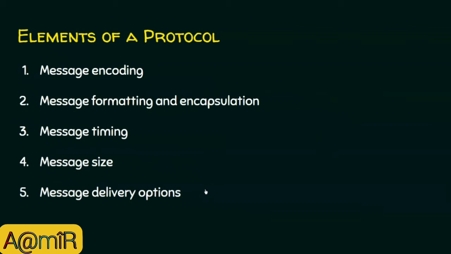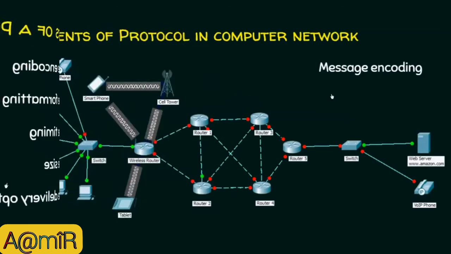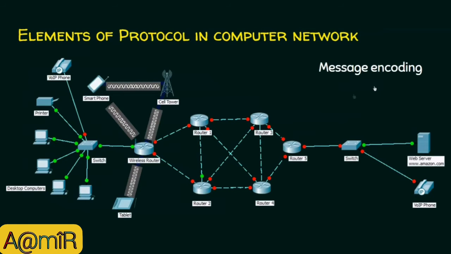In the previous lecture, we have seen there are 5 elements of a protocol. Let us just recap all the 5 elements. A protocol deals with message encoding, message formatting and encapsulation, message timing, message size, and message delivery options. Now we will see what is message encoding.